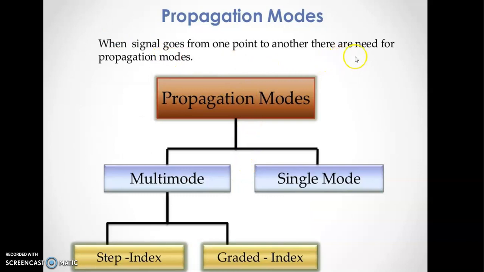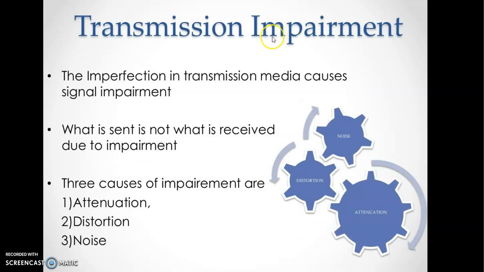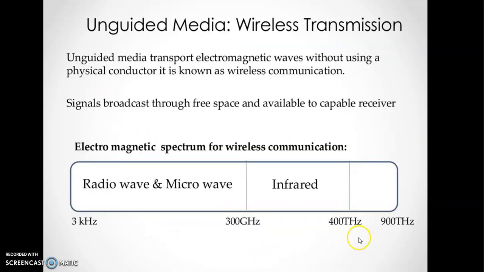When a signal goes from one point to another, there is a need for propagation mode. Propagation modes: multi-mode, single mode, step index, graded index. What is transmission impairment? The imperfection in transmission medium causes signal impairment. What is sent is not what is received due to impairment. There are three causes of impairment: attenuation, distortion, noise. Attenuation means a loss of energy. Distortion means the signal changes its form from one shape. Noise is another cause of impairment. Several types of noise are thermal noise, induced noise, and crosstalk.